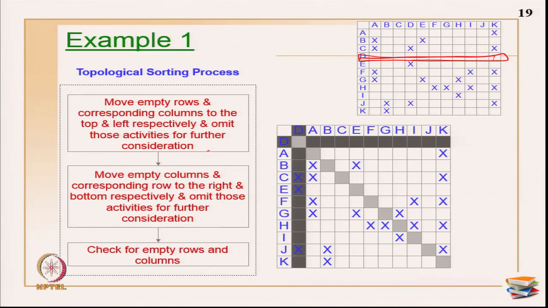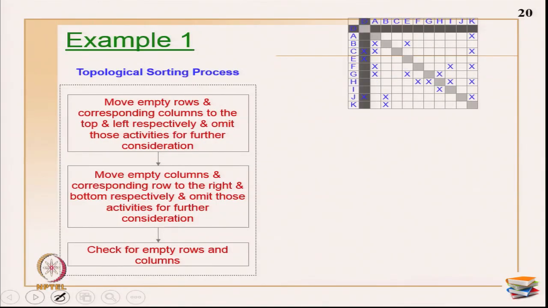So, now what we have to do is omit those activities from further consideration. In the first step I have written: move them to the top and left, and then do not include them in the further calculations, okay. So, I have identified D as my first activity, and I am going to ignore this in my further analysis, okay. Now, you can repeat the process of identifying empty rows again, or you can go to the other step of identifying empty columns, and you can swap this up and down, okay. In this particular example, I am going to identify all the empty rows after omitting the activities, and at the end I am going to identify my empty columns, and I am going to repeat this again and again, okay.